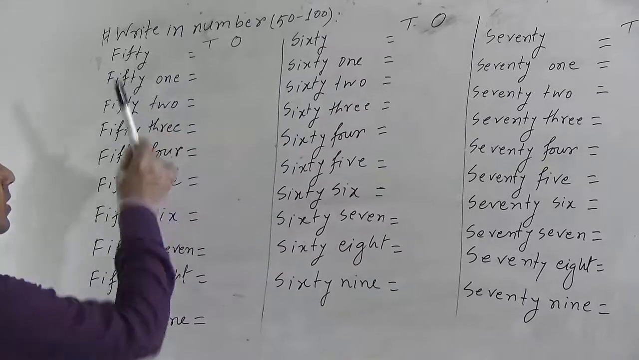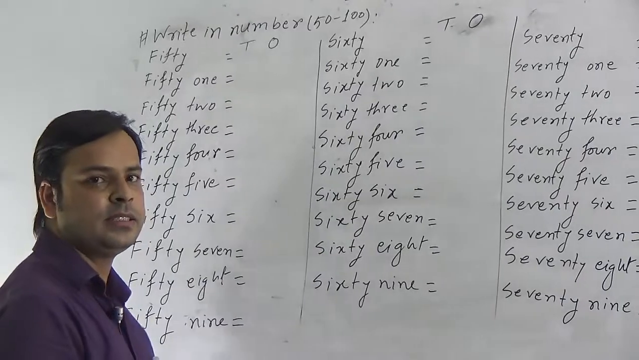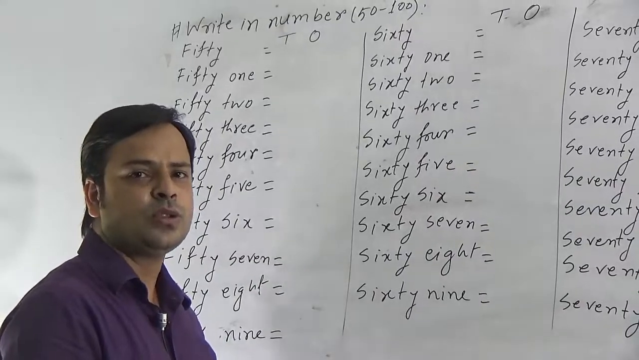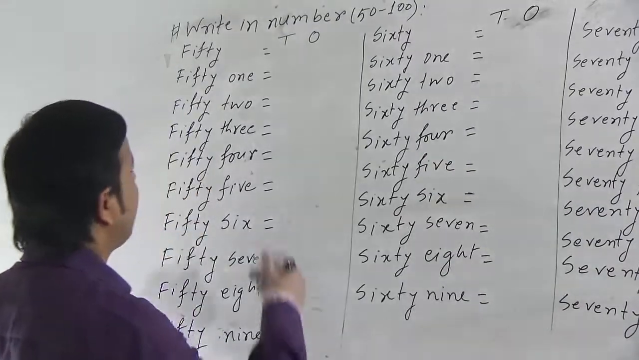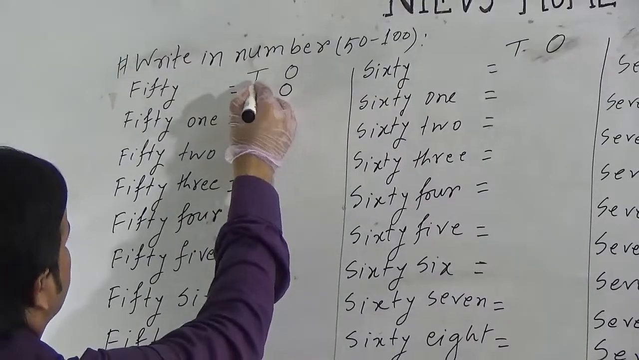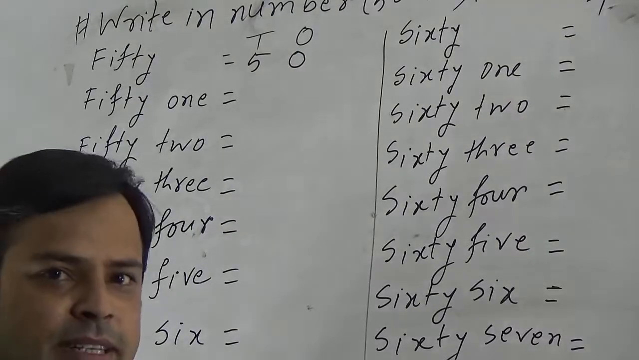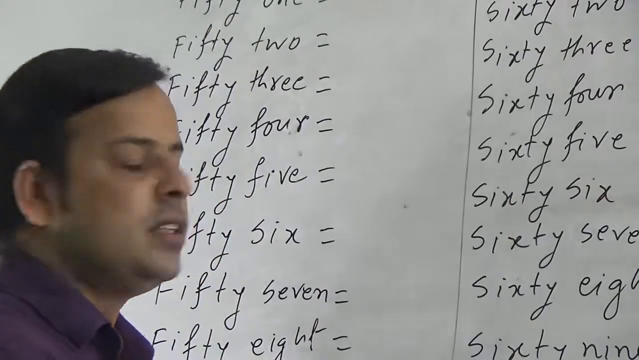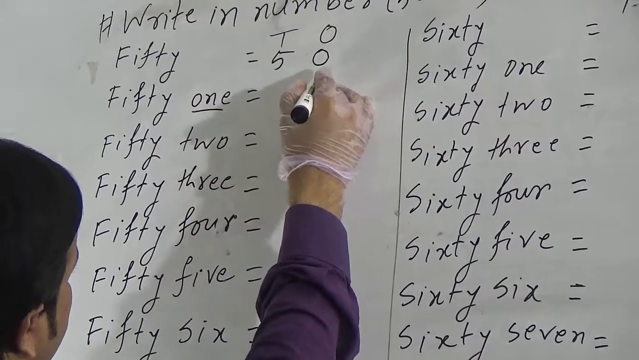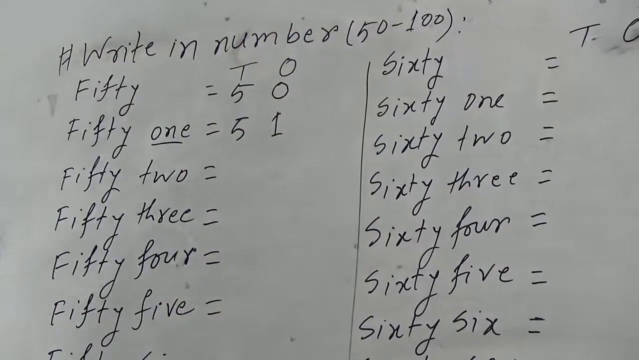Dear students, in the half yearly syllabus you have learned from 1 up to 50. So, you know how to write 50. To write 50, you have to write 0 in ones place and 5 in tens place. After 50, the number is 51. Let us write 51. To write 51, we have to write 1 in ones position and 5 in tens position.